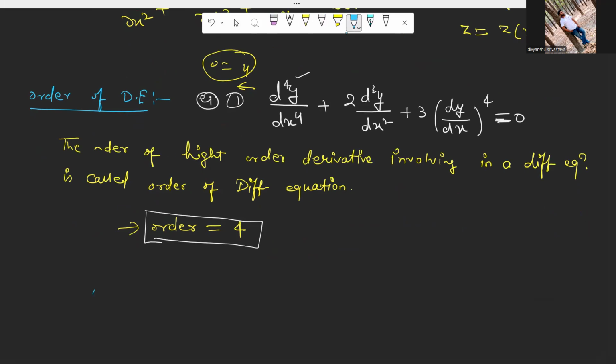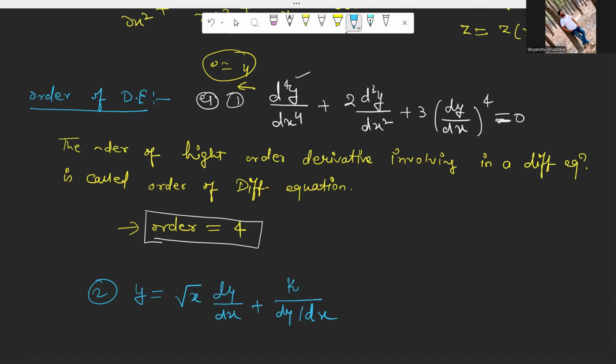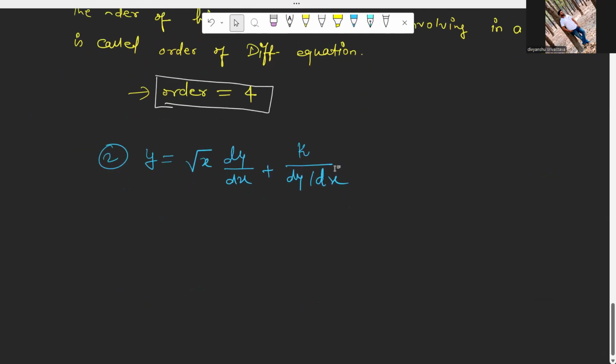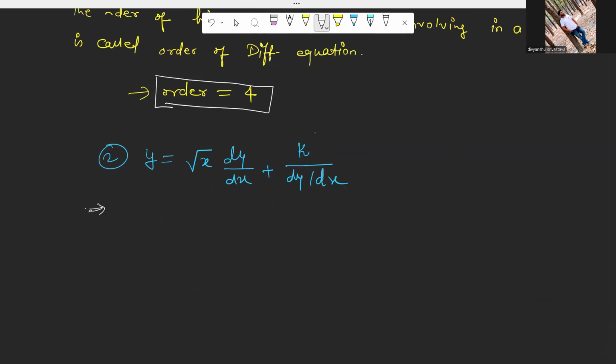Now one more example for you. Take y is equal to under root x dy upon dx plus k upon dy upon dx. Check here, first, the order and degree of this second question. So what is the order and degree of this question? Second, to find first, this is not in a standard format. So first, in this section, convert it into the standard form.